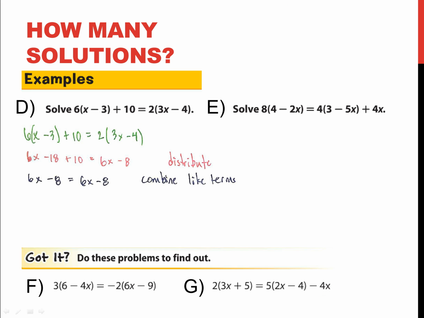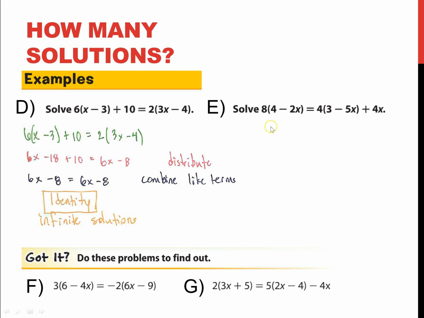So I got combining like terms, 6x minus 8 equals 6x minus 8. Wait. Those are the same things on both sides of the equation, the equal sign. That means it's an identity. There are infinite solutions to this problem. Awesome. So let's take a look at example E.